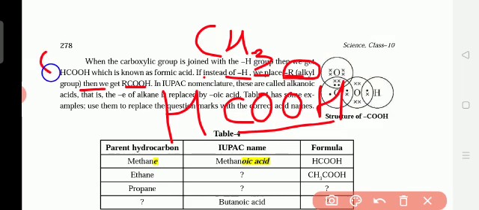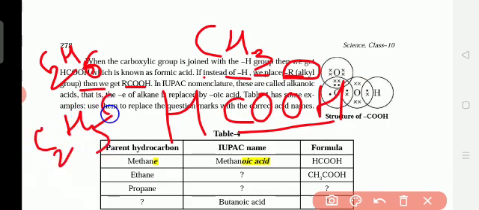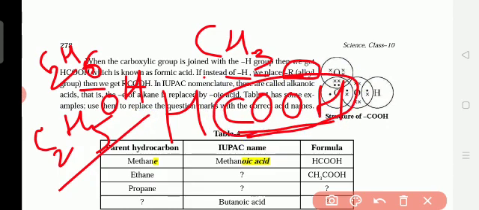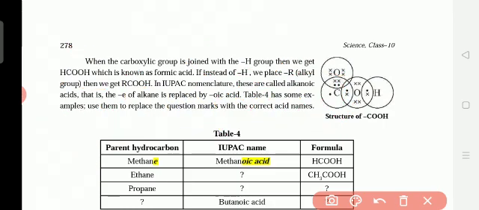In the alcohols, how is it? One hydrogen is replaced by OH. So C2H5, one hydrogen is replaced by OH. It is the ethanol. But in the case of a carboxylic acid, it is replaced by the full group. CH2, H, COOH, carboxylic acid.